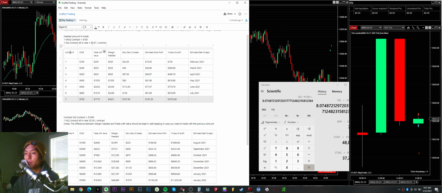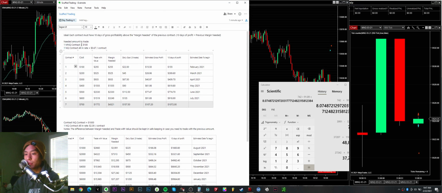So we got contract numbers for the micro NASDAQ. This is supposed to say MNQ. There we go. So micro NASDAQ contract all-in rate is 67 cents a contract. Then you have the tax of everything for futures traders, which is 23%. So a lot of that stuff gets considered into here, but let's go through this.